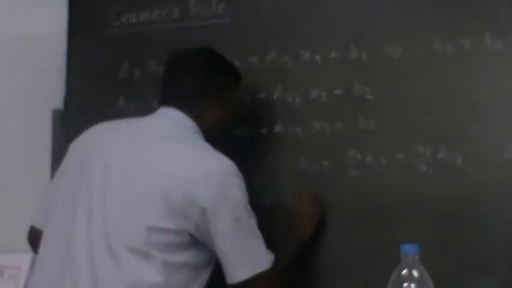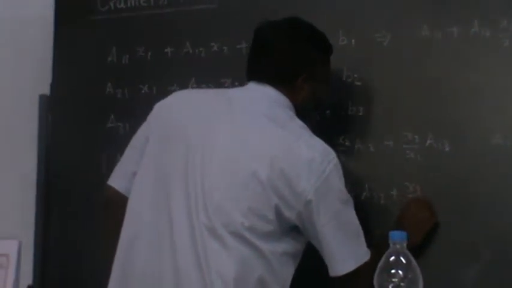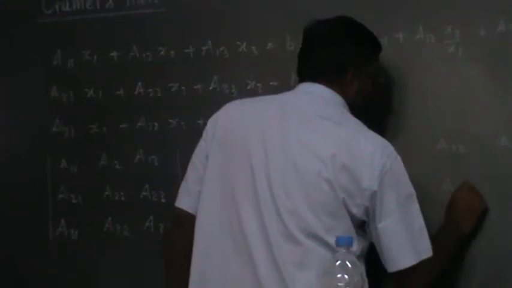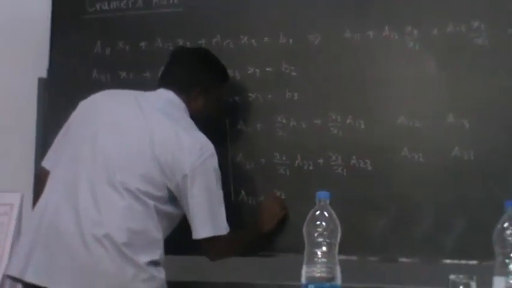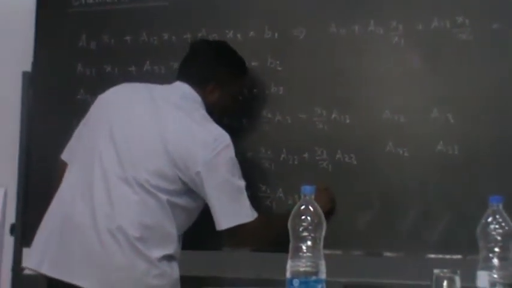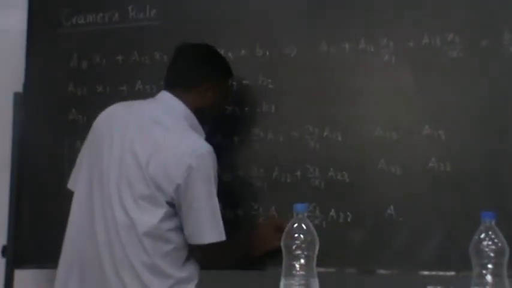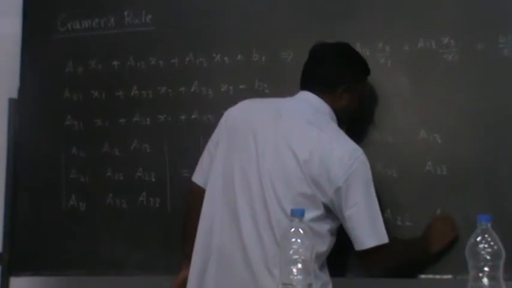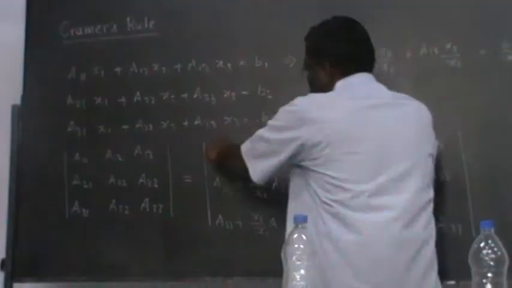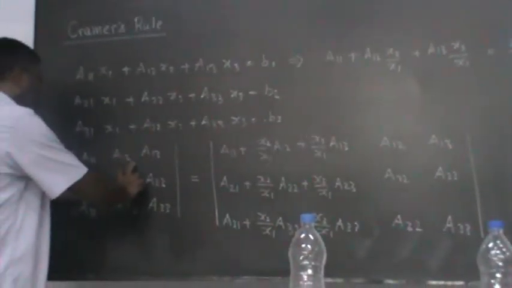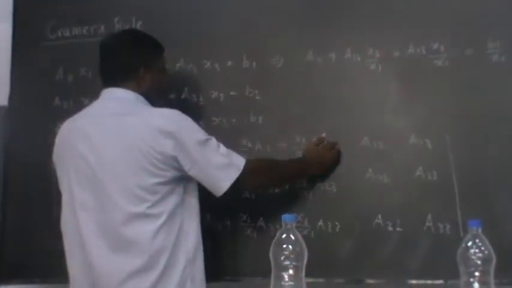Similarly, here I have a21 plus x2 by x1 times a22 plus x3 by x1 times a23, then a22, a23, and finally a31 plus x2 by x1 times a32 plus x3 by x1 times a33, then a32, a33. So this determinant is the same as the determinant of A. Do you understand that? Because I have added to this column x2 by x1 times this column plus x3 by x1 times this column. What is the advantage of doing this? This quantity now I can write as b by x1.